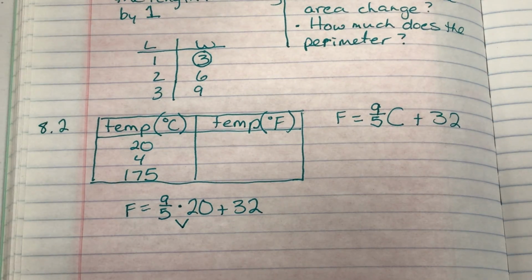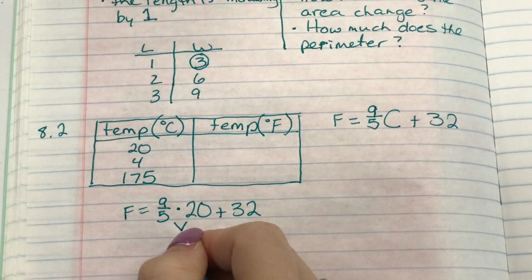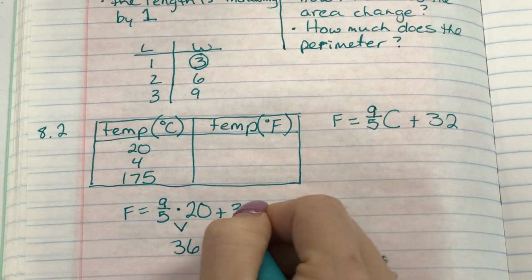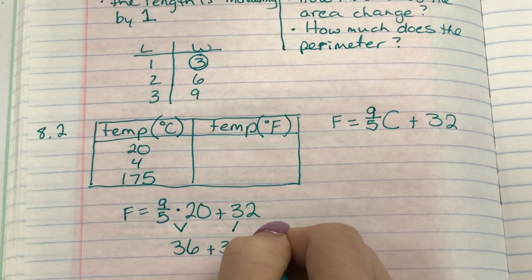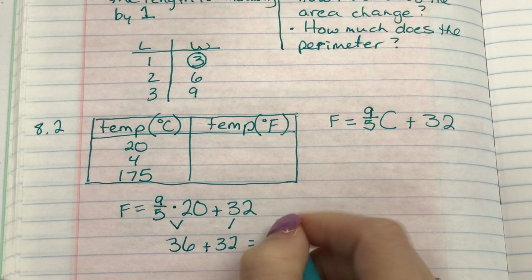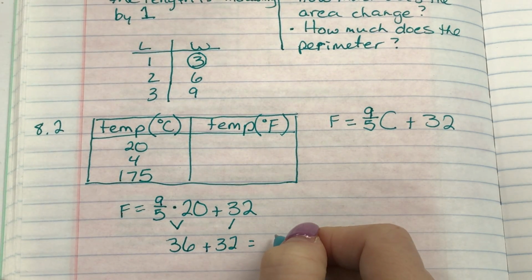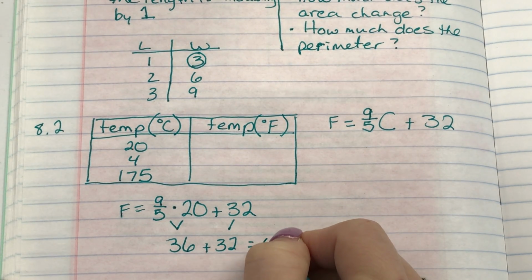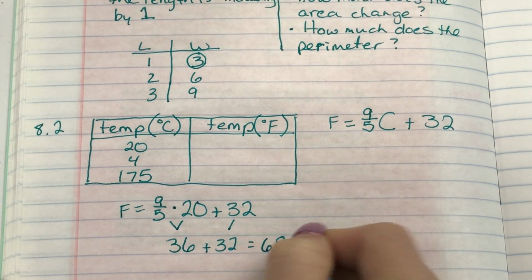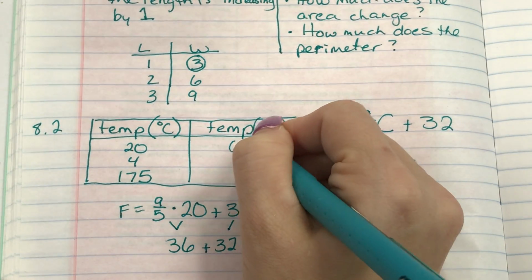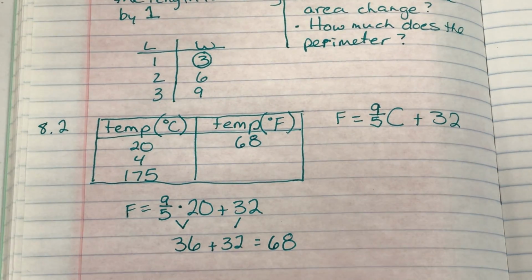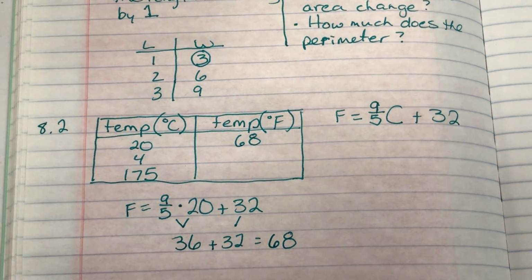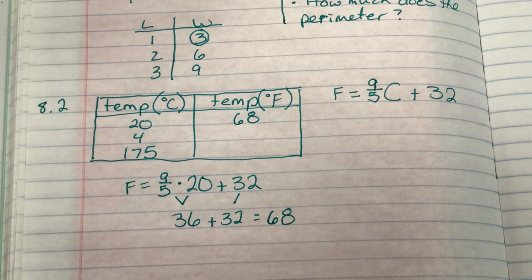36. Even? All right, so we got 36. And then we bring the last part down, which is add 32. And then that's going to give us our final answer of 68. So that is going to be our first number in the chart. Everybody see how you did that? Okay, I want you to try the second one, 4.